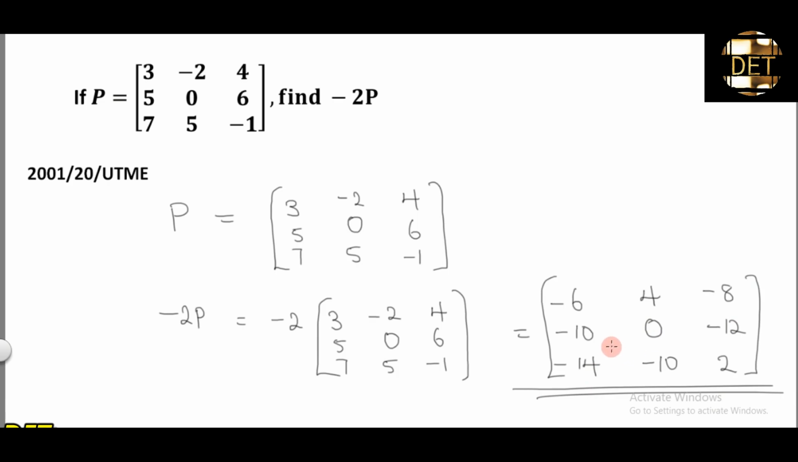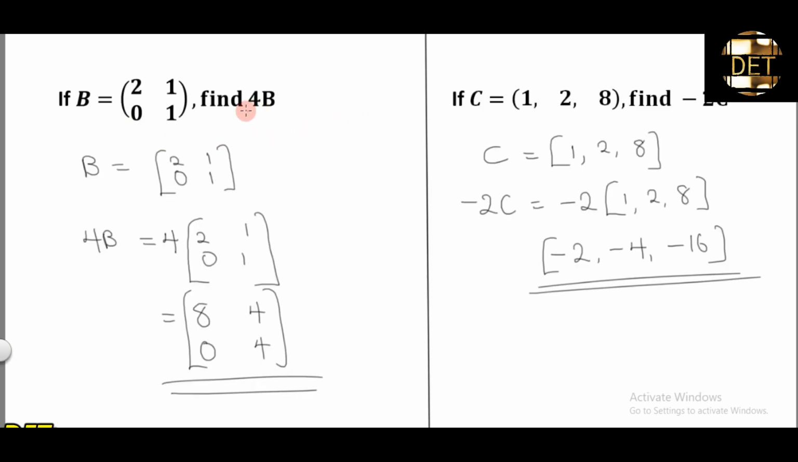It's very simple and straightforward. So you should know that scalar multiplication of a matrix is multiplication of a matrix by a single number. So here we are multiplying this matrix by a single number, which is minus 2. Here we multiplied it by 4. Here we are multiplying it by minus 2. So it's very simple and straightforward.